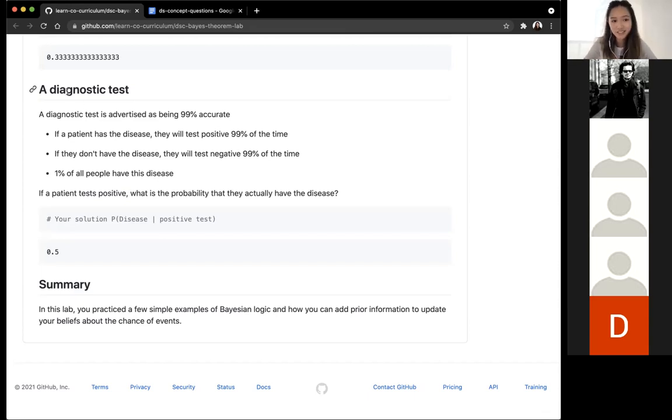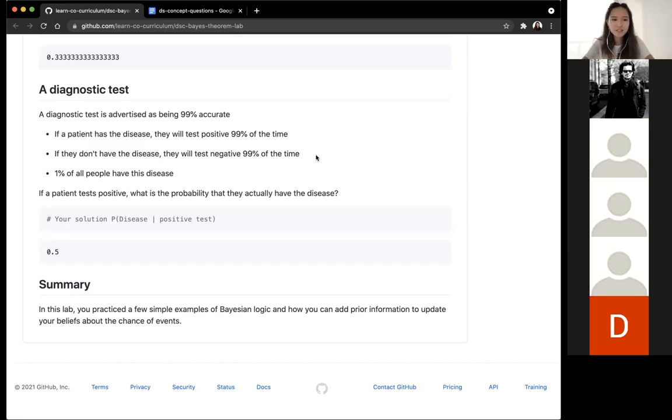There's a diagnostic test and it is advertised as being 99% accurate. You have to be very careful, especially when we get into later material, about what accurate means; there's a very specific definition of accurate. In this case, they actually break it down for us. If a patient has the disease, they will test positive 99% of the time. Now, if they don't have the disease, they'll test negative 99% of the time. So just 1% of the time, depending on whether they have the disease or not, the test will give an incorrect indication. On top of that, 1% of all people have this disease.